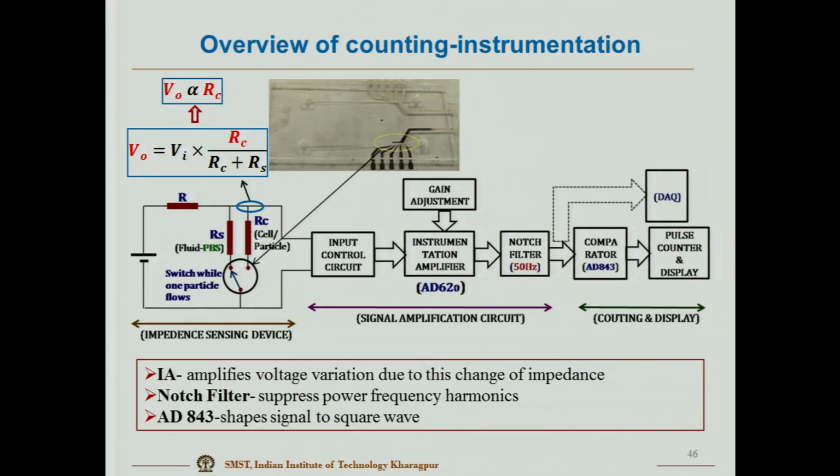And also we have some modified instrumentation part, where we have used the notch filter 50 hertz and the comparator, and it will directly go to this pulse counter and display how many particles are present, or it can be captured through this DAQ. Okay. So, two different ways we have done it.